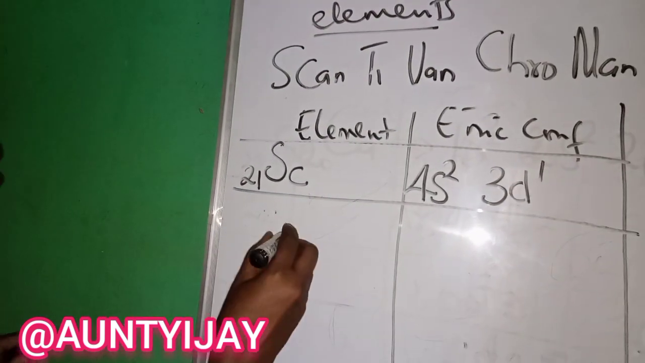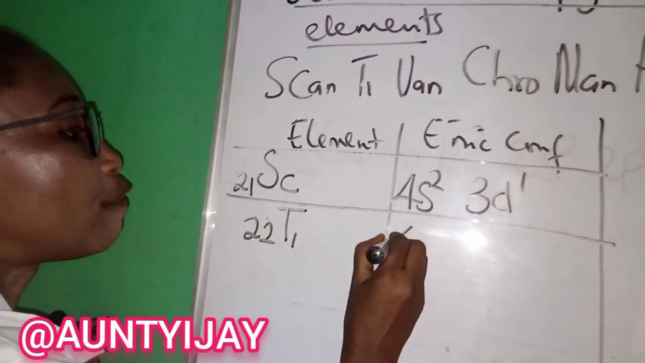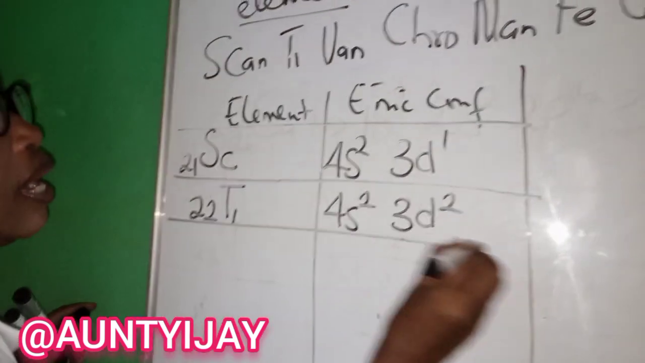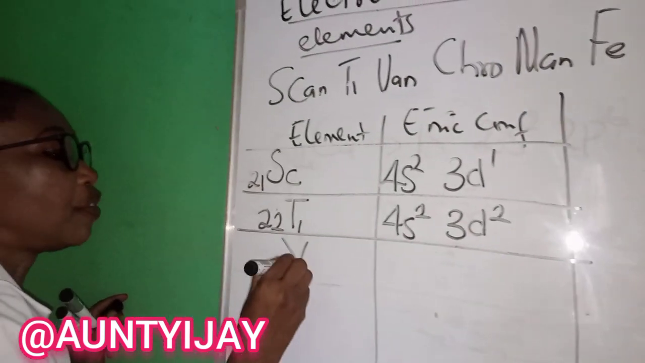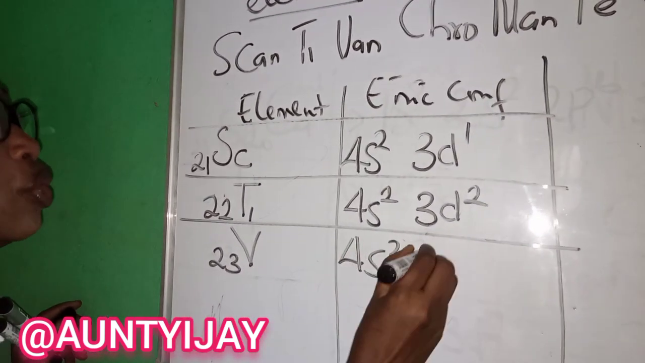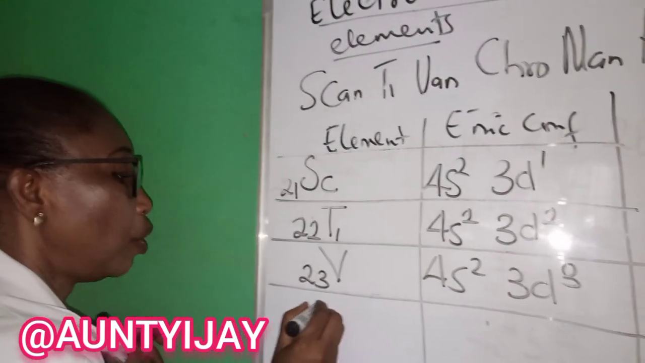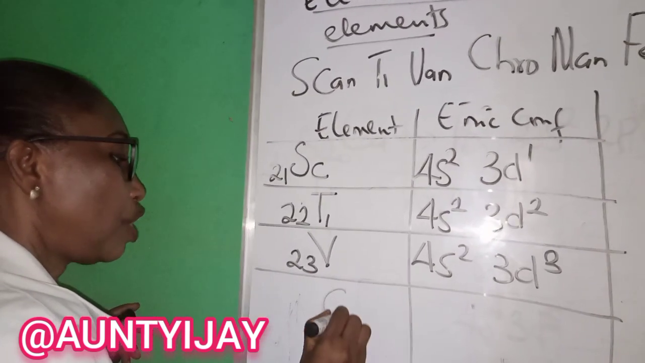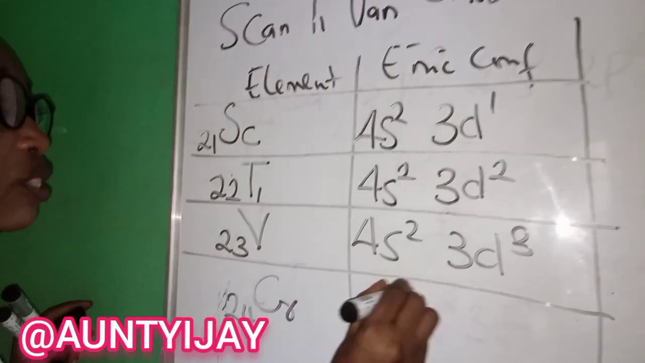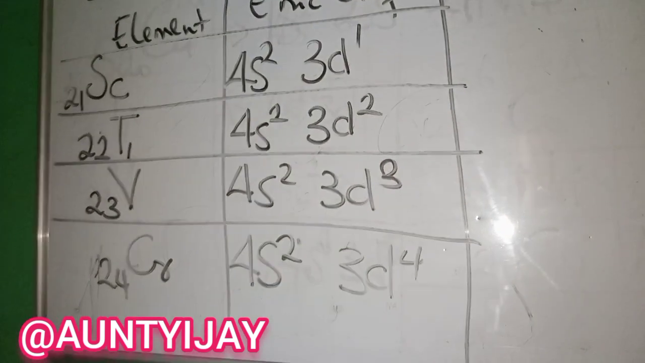Let's write the electronic configuration for titanium. Titanium 22. We have 4s2 3d2. And for vanadium, V, which is 23, we have 4s2 3d3. Then we go for chromium, Cr 24, and that is 4s2 3d4. But that's not how we write it.